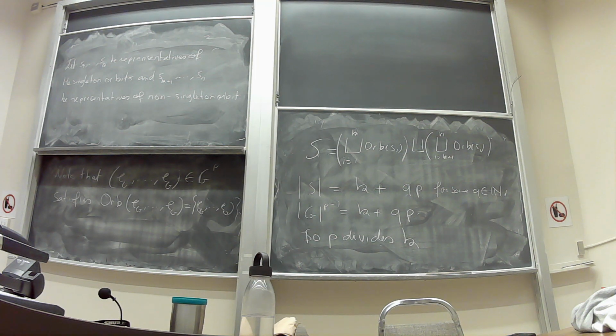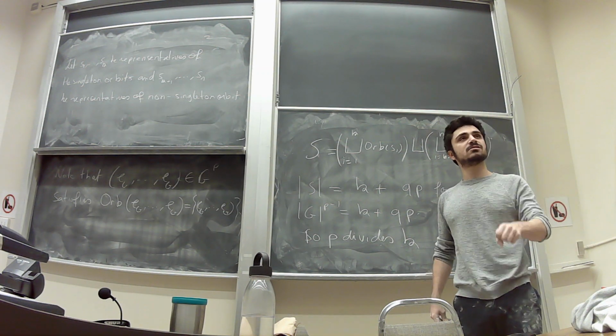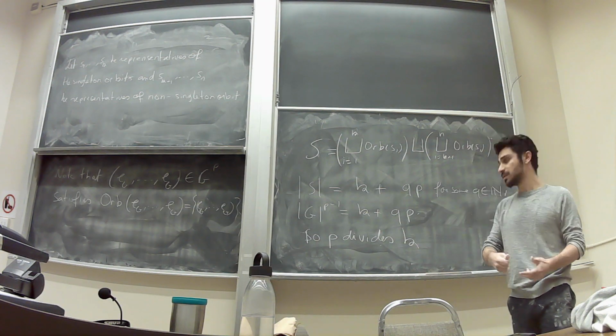Agree or not? This is the same argument that we have done before. You remember this argument? p divides the size of G modulo the centralizer of x_i, p divides the size of G, hence p will divide the size of the center. And the size of the center is the number of the singleton orbits under conjugation. Same argument.